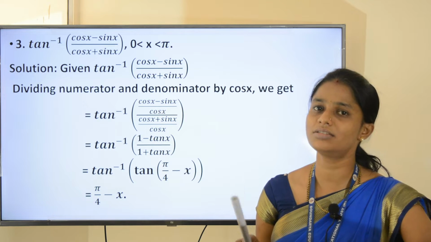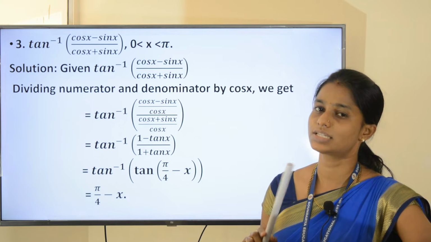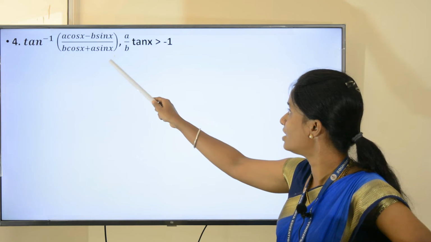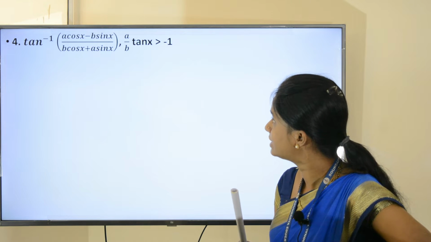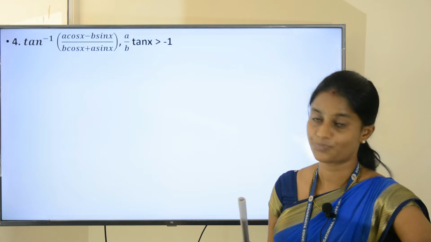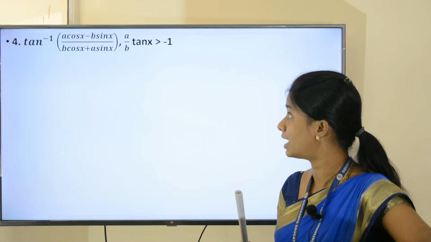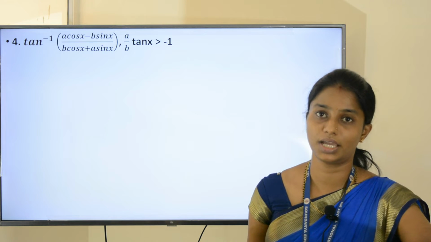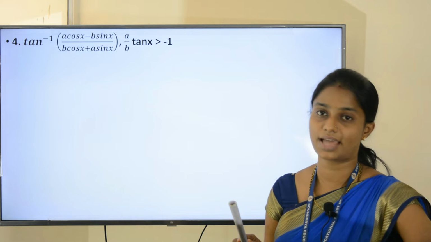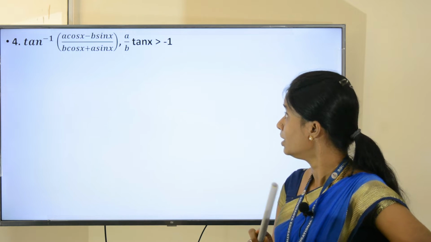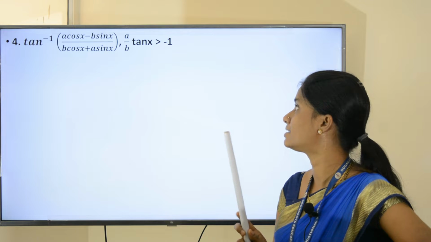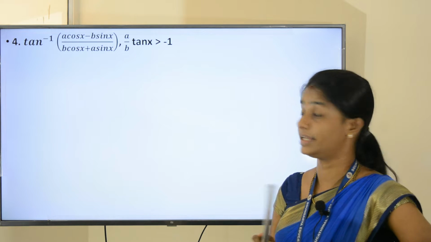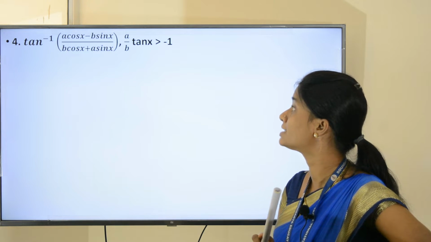Now we'll consider another similar type of problem, students. Just two variables are different. Please observe the fourth problem, that is tan inverse of a cos x minus b sin x divided by b cos x plus a sin x. Please observe the condition: a divided by b into tan x is greater than minus 1. In the previous problem, just cos x and sin x variables were there. In this problem, students, a cos x minus b sin x divided by b cos x plus a sin x.